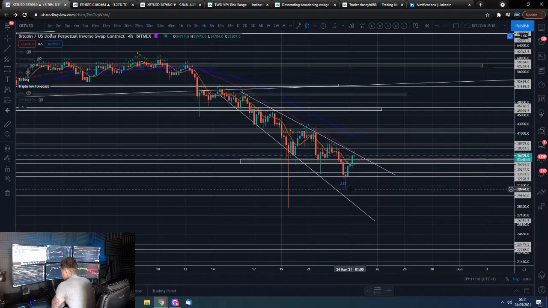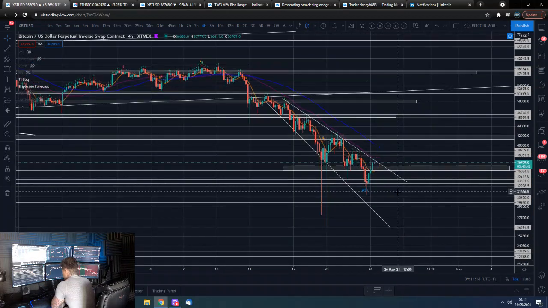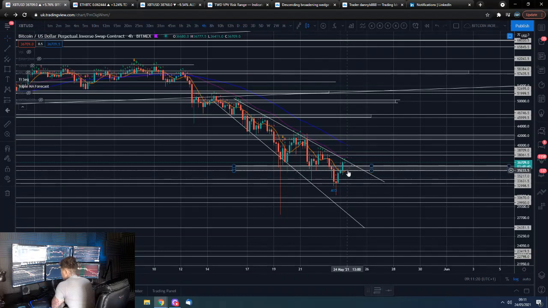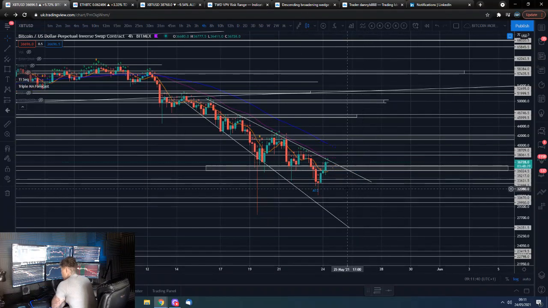Things not looking so bad this morning. If we do tomorrow's video and we're all the way back down at 30,000 and we've got rejected here, a swing failure above this old resistance level here, then yeah, there we go. It would look fine for price action to do that, but obviously we don't want that. We want to hold over here.